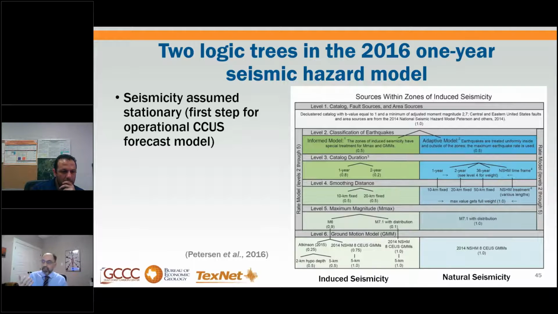I mean, the catalog duration, certainly you understand that is important, because it is important to have the most recent information about seismicity. Even 1 year sometimes is not enough, especially if you want to use your hazard model for your daily operations. So you have to go to a smaller catalog duration. Your smoothing distance, for the approach that USGS used, has been 10 kilometers, 20 kilometers.